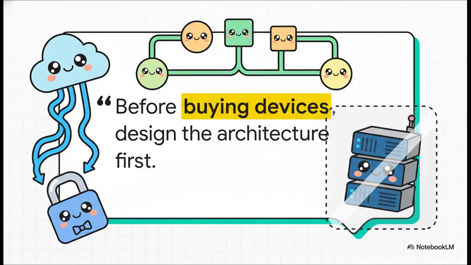And all of this brings us to the single most important thing to take away from this entire explainer, the IoT first principle. Before you spend a single dime on a device, you have to design the data flow, the protocols, the security, the whole system. You design the architecture first.